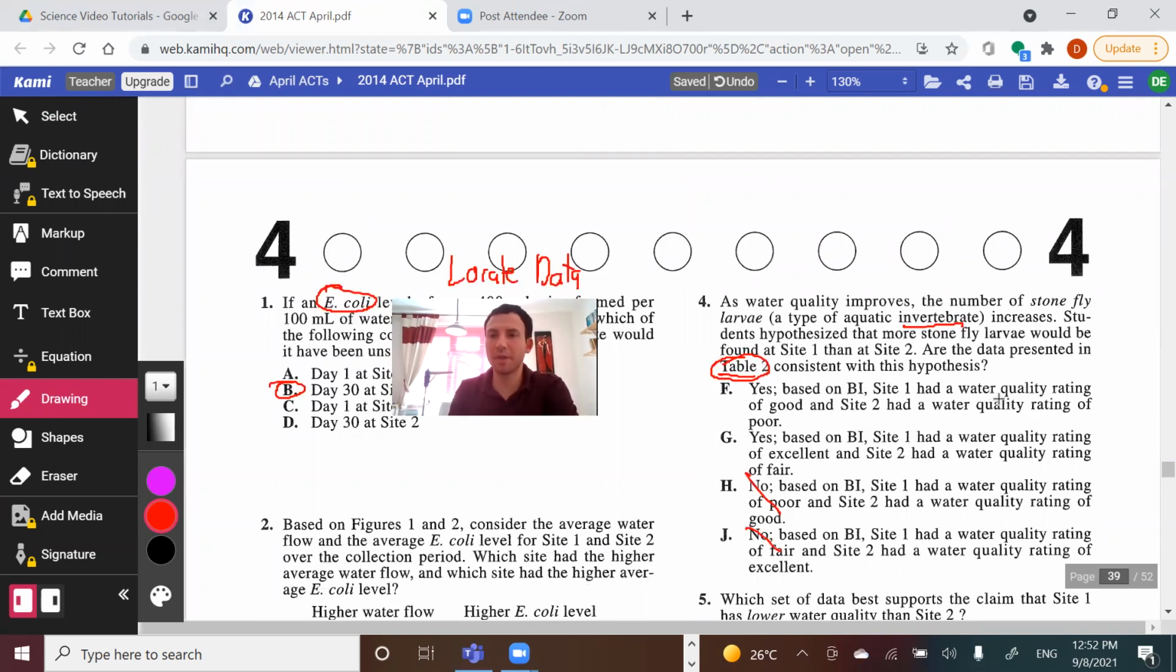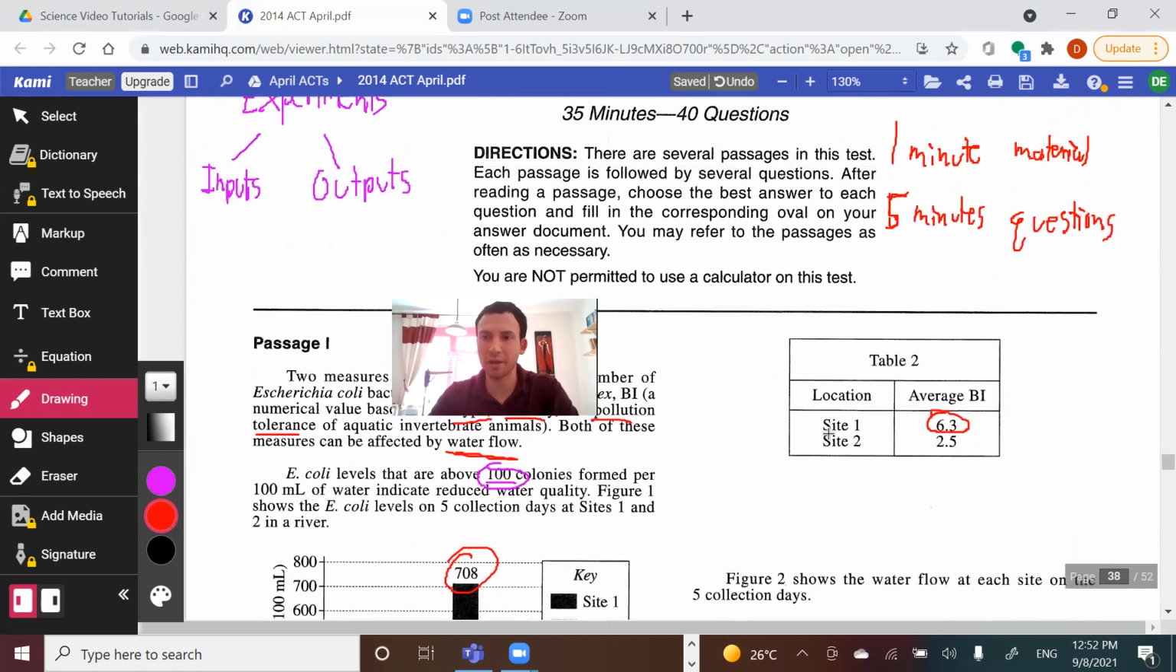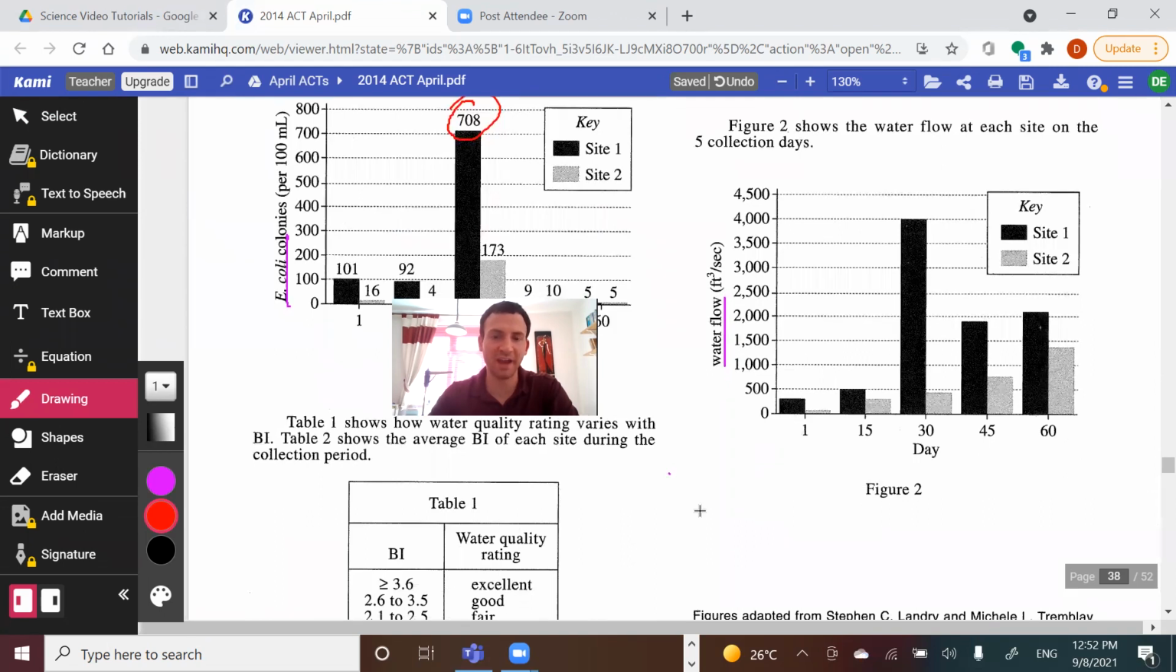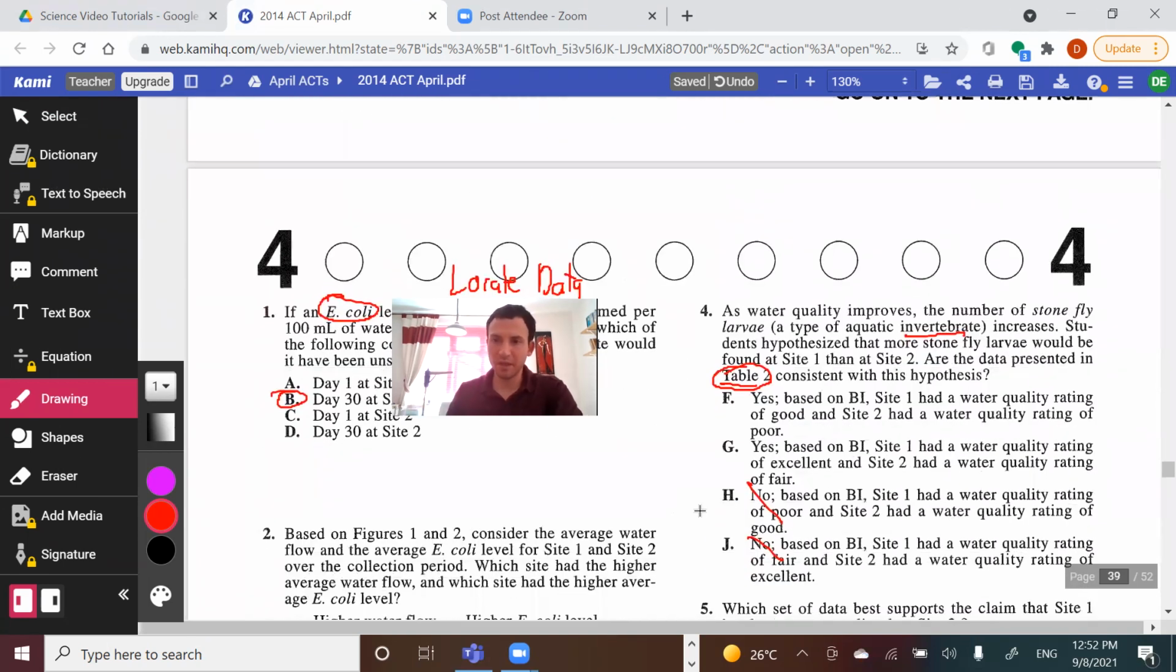So yes, based on BI, Site 1 had a water quality rating of good, and Site 2 had a water quality rating of poor. Actually, no, we know that 6.3 is well above excellent. So immediately we know we can get rid of that one.